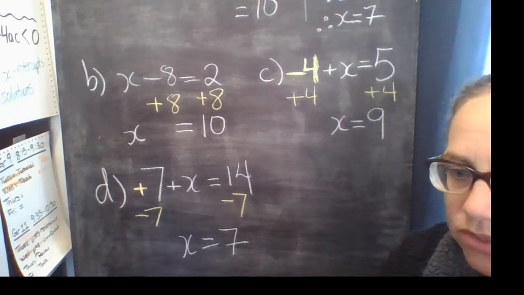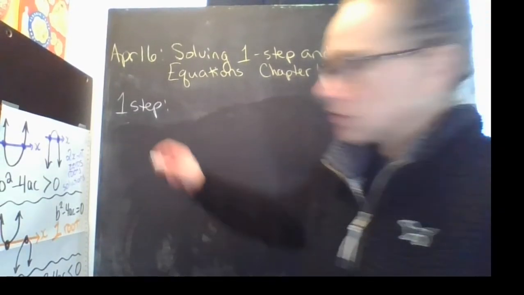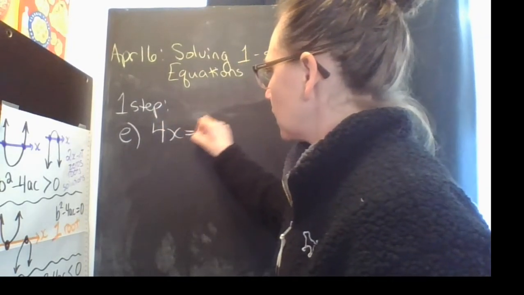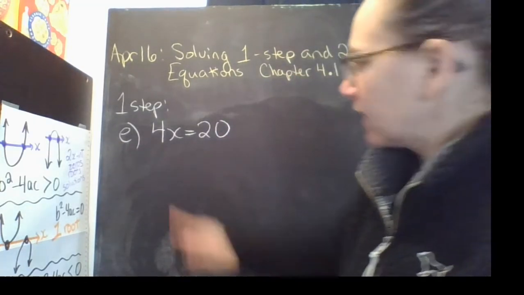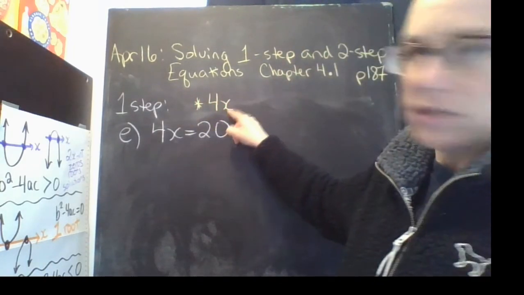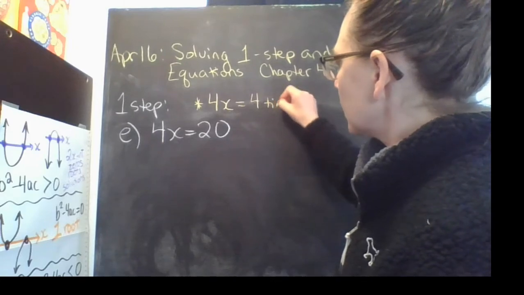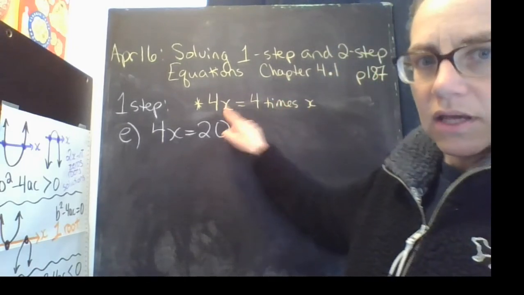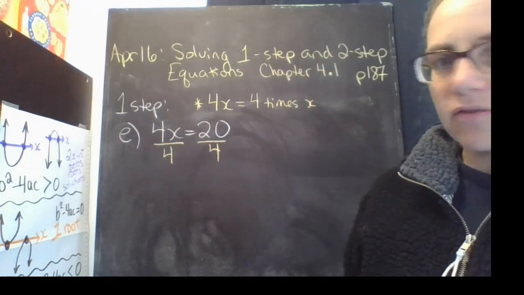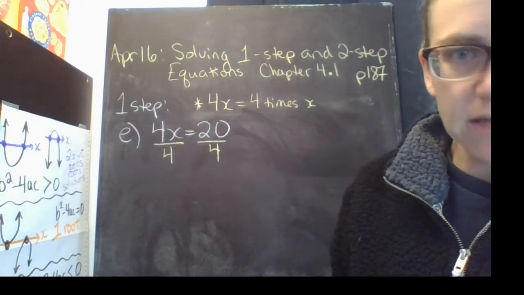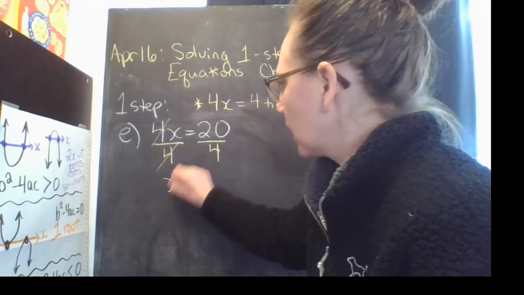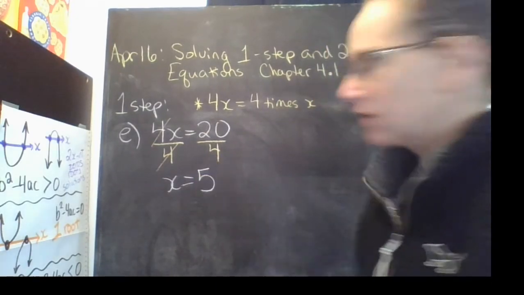So let's switch it up and try another kind. Okay, so now let's say we're still on one step. Let's do one that looks like 4x equals 20. When I've got the 4 and the x side by side like that, remember, when you've got a number side by side with the letter, that's the same thing as 4 times x, so that's multiplying. And what's the opposite of multiplying? Divide. So let's divide both sides by 4. Anything divided by itself is 1, so the 4's are now gone. And I'm left with x equals 20 divided by 4 is 5.